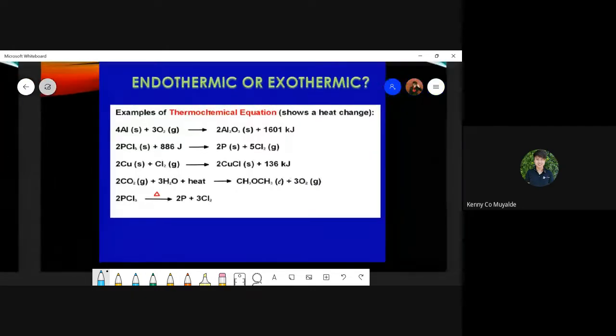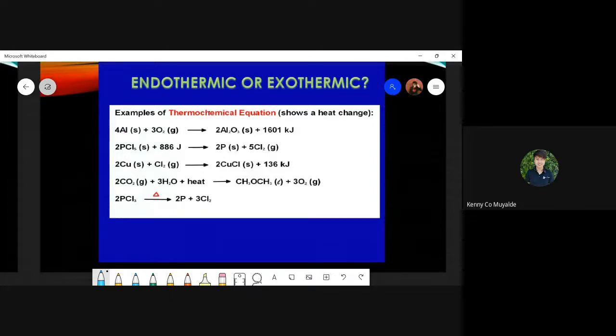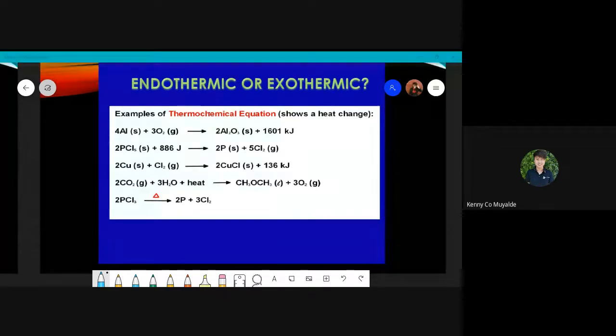So, for example dito, number 1, alamin kung ito ay endo or exo. So, para madali, sa in-call messages, tignan natin, kapag endothermic siya, type N. Letter N lang. Kapag exothermic, type X. Okay? So, for number 1, aluminum plus oxygen to produce aluminum oxide plus heat. Is this endo or exo? Type N for endo, type X for exo.